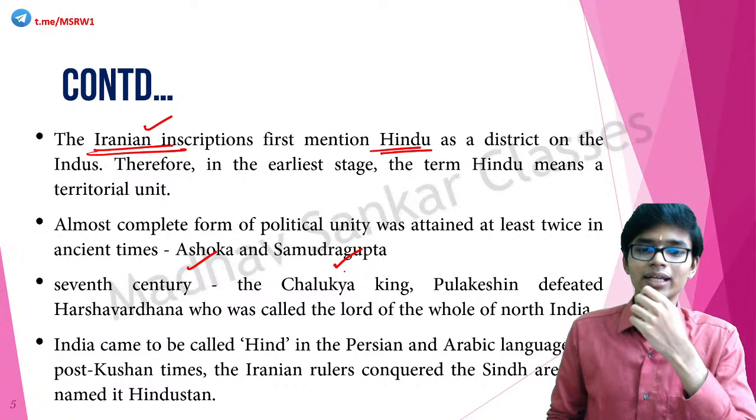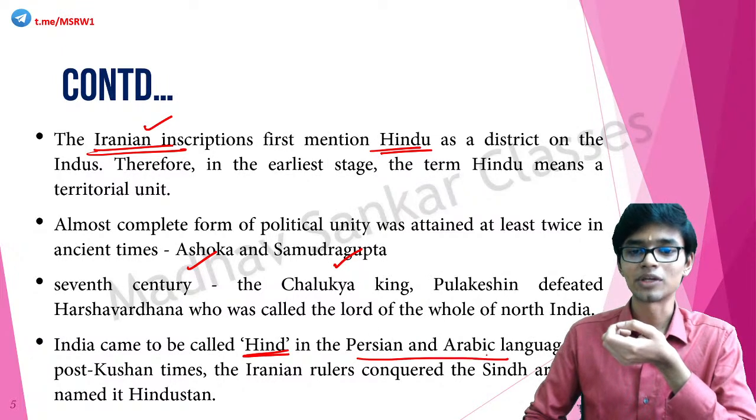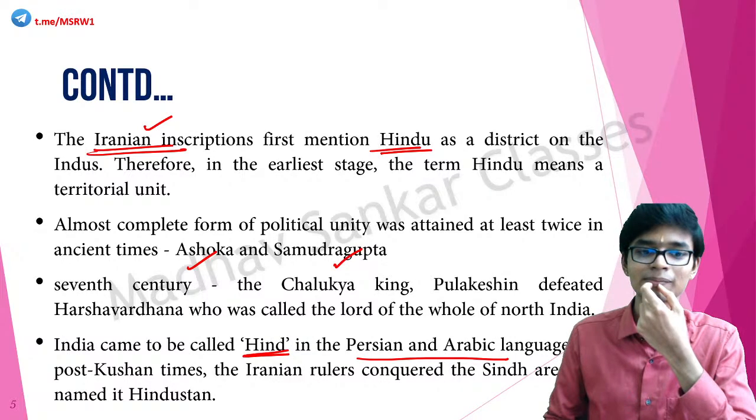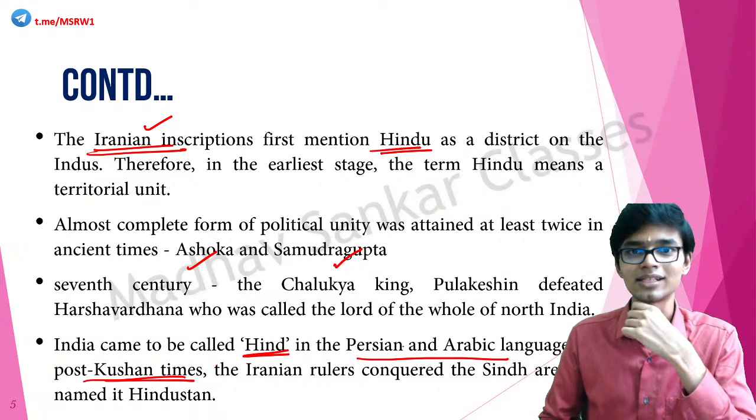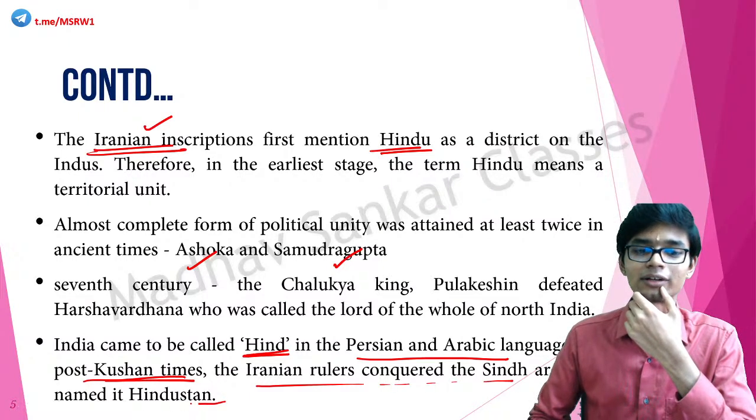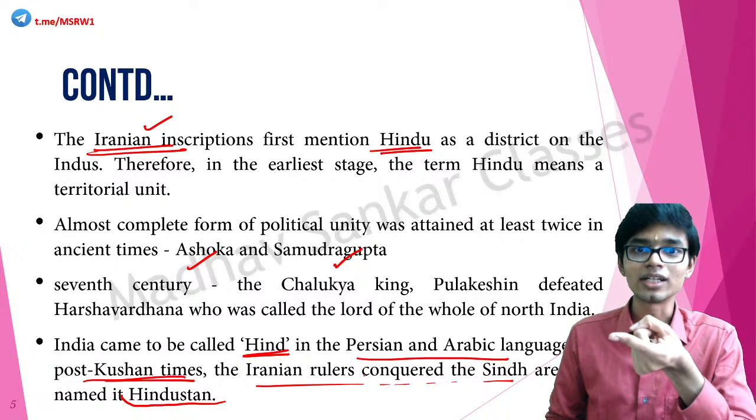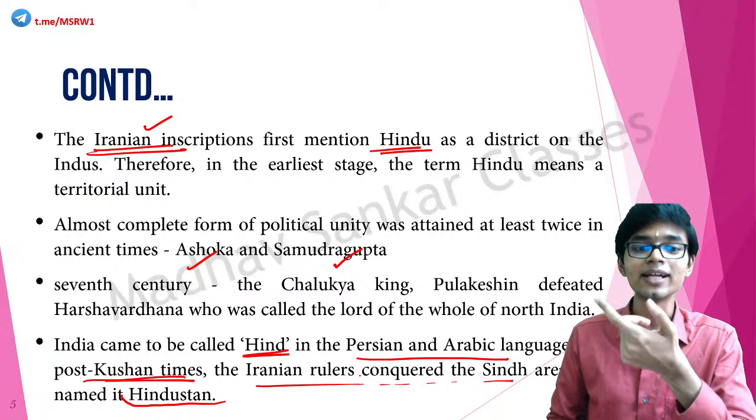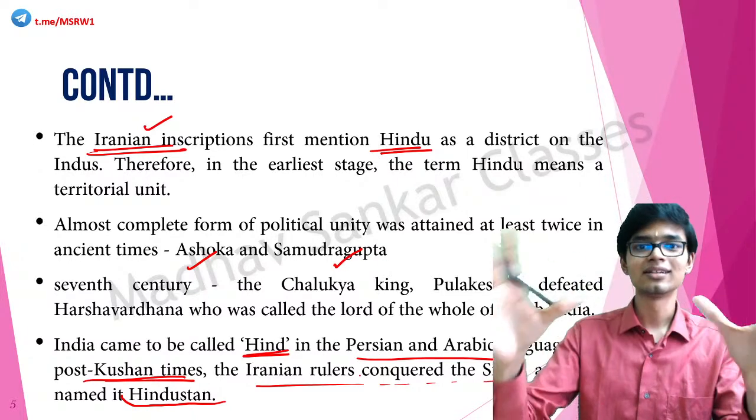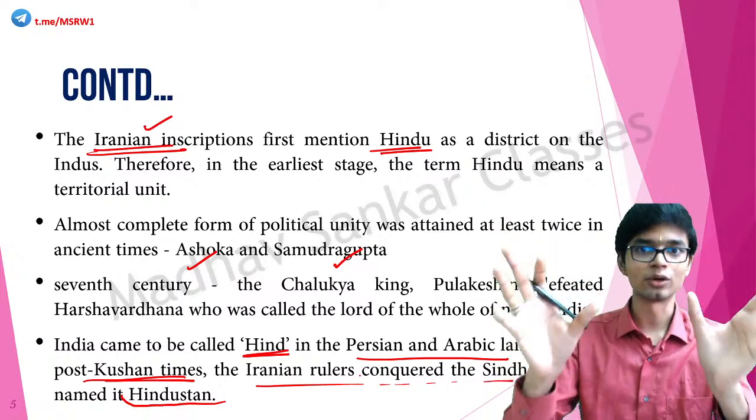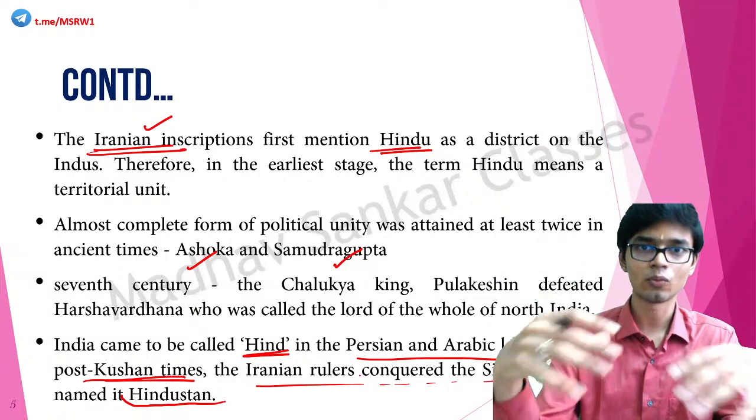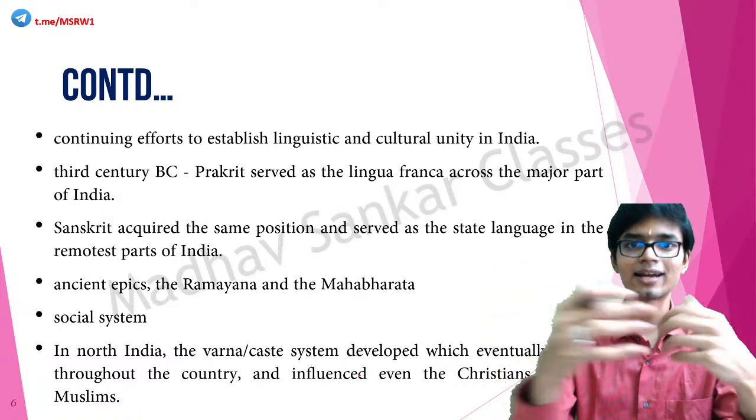So India came to be called Hind in Persian and Arabic languages. It is not Hindu, but Hind. Hind is the term given for India by Persians and Arabians. And in post-Kushana times, Kushana being a very famous dynasty which we will talk about later, the Iranian rulers conquered the Sindh area and named it Hindustan. So Bharatavarsha, Aryavarta, Hind, Hindustan, Hindu, all these are terminologies that deal with India but have differences on their own: differences on who came up with the name, on the geographical territory it represents, or what caused that name. I hope you are understanding what I'm talking about.